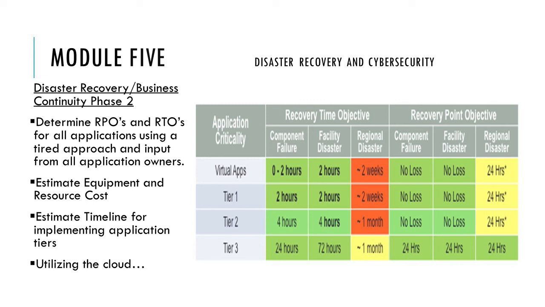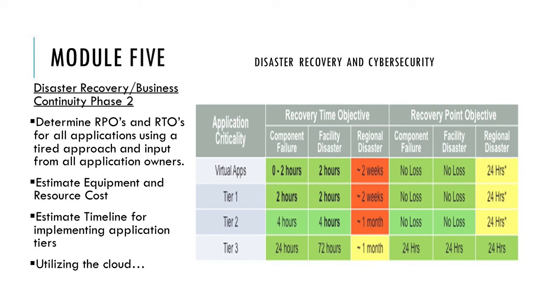Phase 2, after we've determined the RPOs and RTOs, we estimate the equipment and resource cost. And here's just a table that talks about recovery time objective and recovery point objective. If we're looking at component failure versus facility disaster, under two hours; regional disaster would be under 2 weeks, such as a flood or a hurricane going through. And we're really looking for no loss of any information.